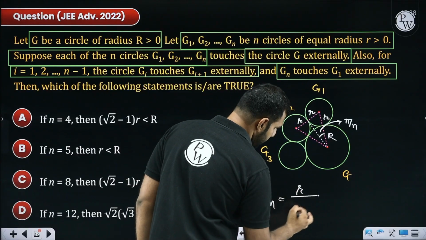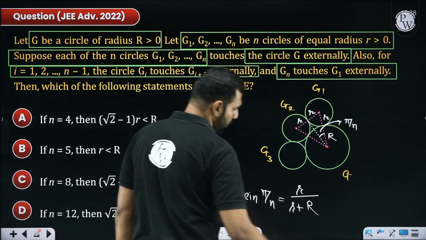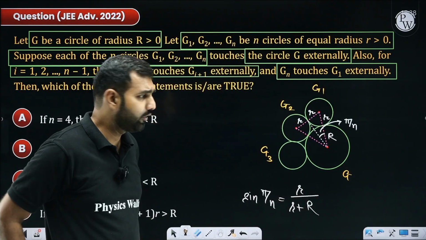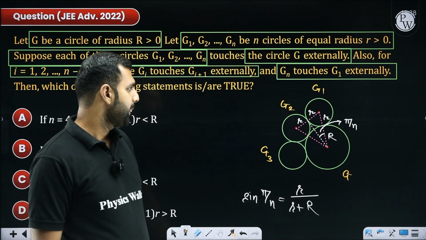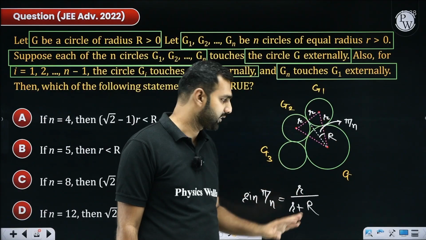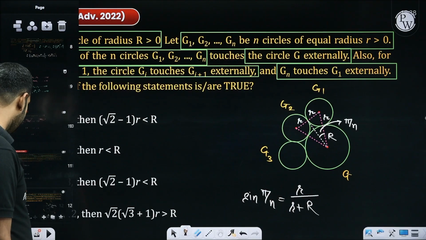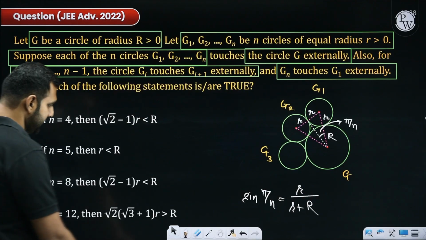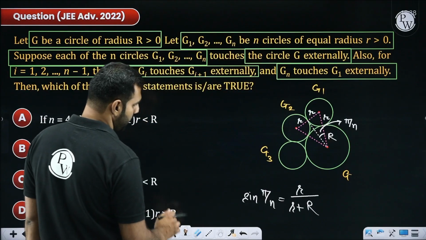So this is small r by small r plus capital R. Yes or no? Can I do so? Everyone with me on this, whatever I've done so far. All I'm saying is perpendicular upon hypotenuse is small r plus capital R. Now, in order to simplify this, if I take reciprocal on both sides, what do I get?